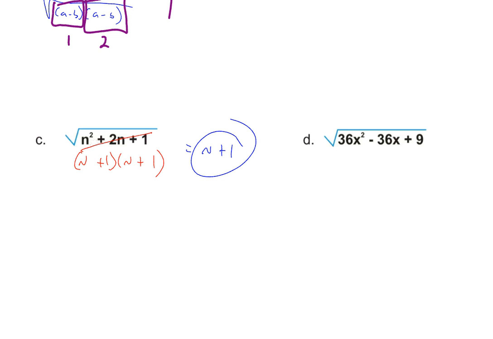Don't I have 2 of the same factor? Can I take the square root when I have 2 of the same factor? What's the square root of 2 jelly beans? Jelly beans. Right? The whole parentheses, n plus 1, is the jelly bean. I have 2 jelly beans. 1 jelly bean, 2 jelly bean. The square root is the jelly beans. Okay? All right. See if you can do D.